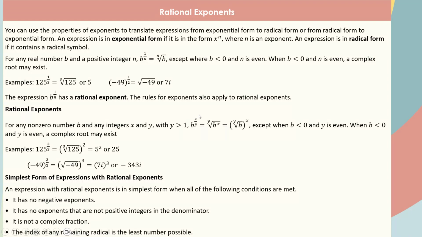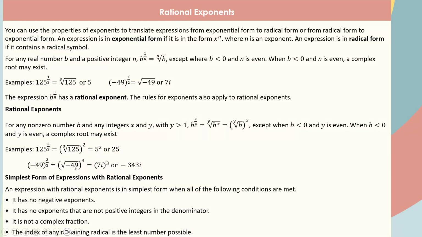You could have a numerator other than 1 in your rational exponent. So for example, if we have 125 to the 2/3 power, that means the bottom number is still the index of your radical, and then the top number would be the power. So cube root of 125 squared. And cube root of 125 is 5, so 5 squared is 25.